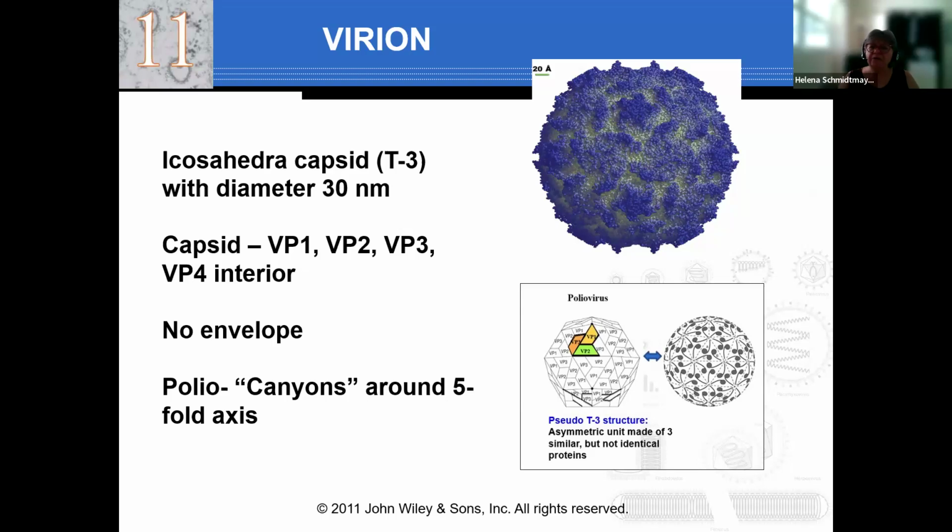The virion has an icosahedral capsid with pseudo T3 structure. And three proteins, VP1, VP2, and VP3, form this pentamer, which follows the fivefold axis, surrounded by a canyon. And this canyon plays a very important role in the attachment to target cell receptors. And I stress again, they are non-enveloped viruses.